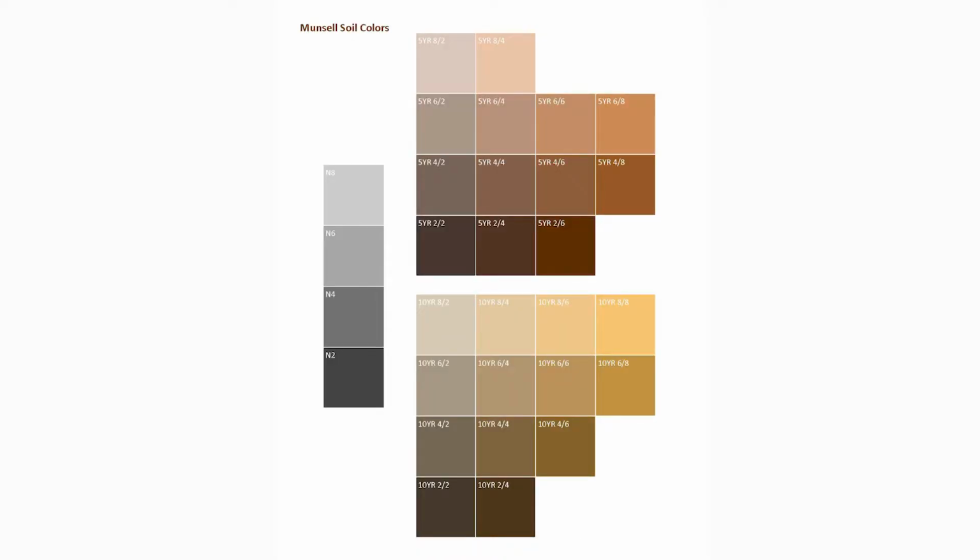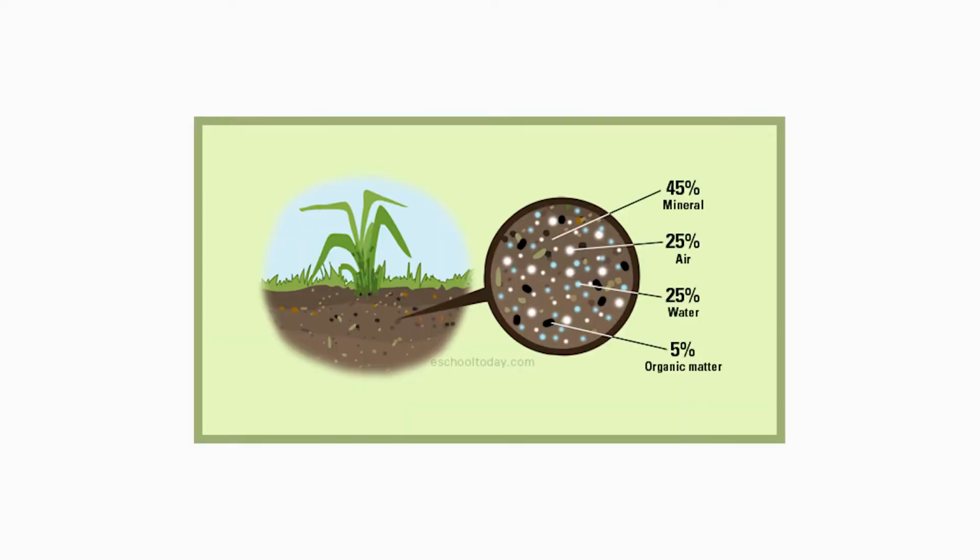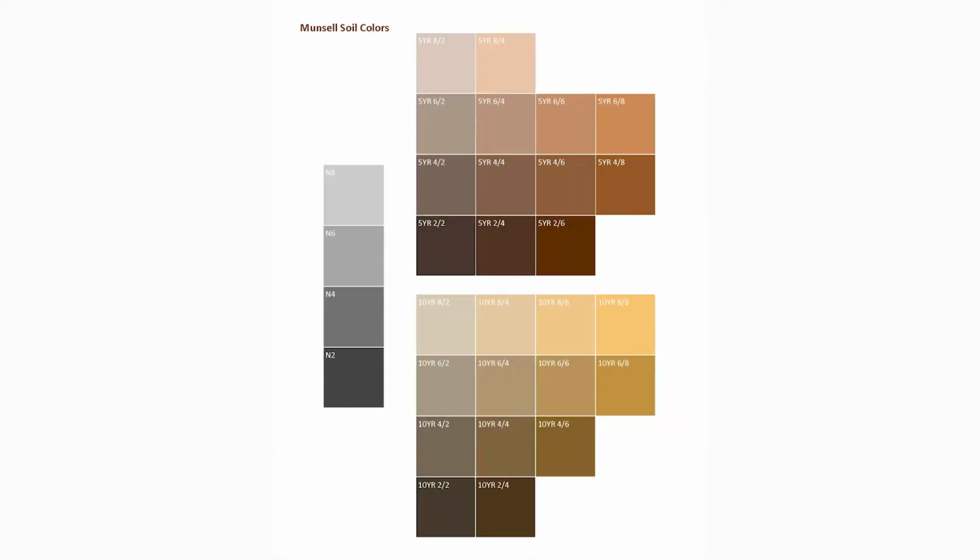Scientists have been using something called a Munsell soil color chart for 50 years to evaluate type of soil. Soil color is determined by minerals and organic material and water and air. Since we all don't see color the same, the soil color chart was developed to standardize soil color.